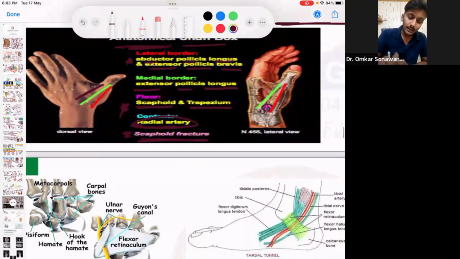Okay, remember. Then the content of the anatomical snuff box is the radial artery, and the anatomical snuff box will be damaged due to fracture of the scaphoid. These are all carpal bones.